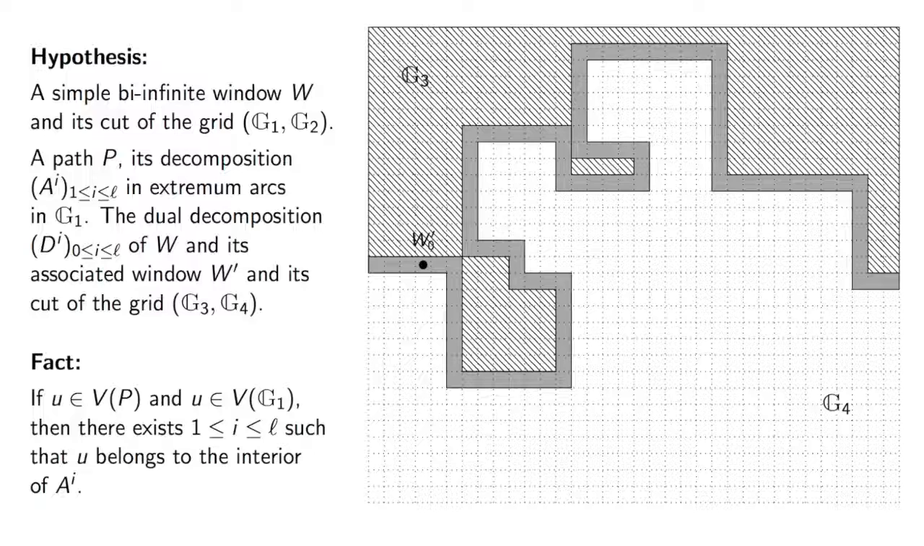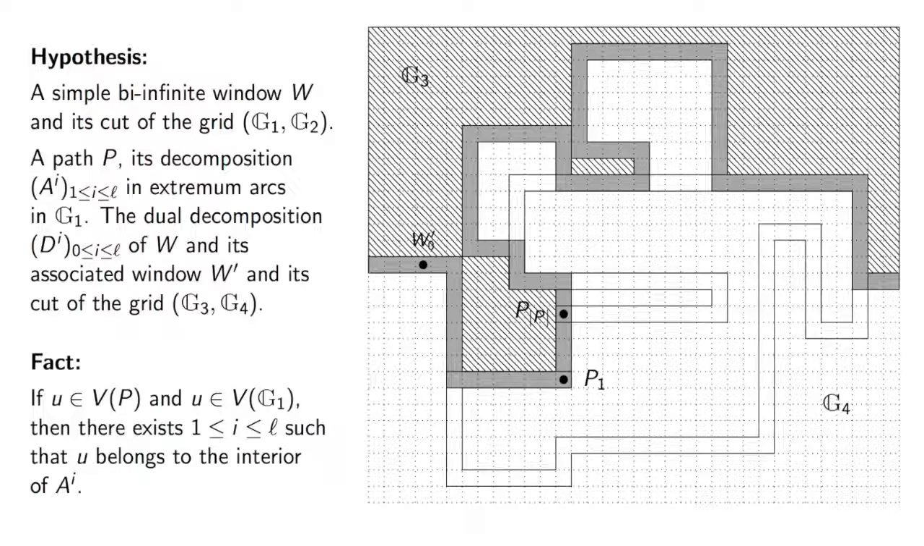This remark is useful later to find an area of the grid free of any tiles of the path assembly or of the seed. This area will be used to create new path assemblies without fearing inconsistency. Here we represent a path P in white. Another interpretation of this lemma is that any position of the path P which belongs to the graph G1 also belongs to the interior of an arc of the decomposition.